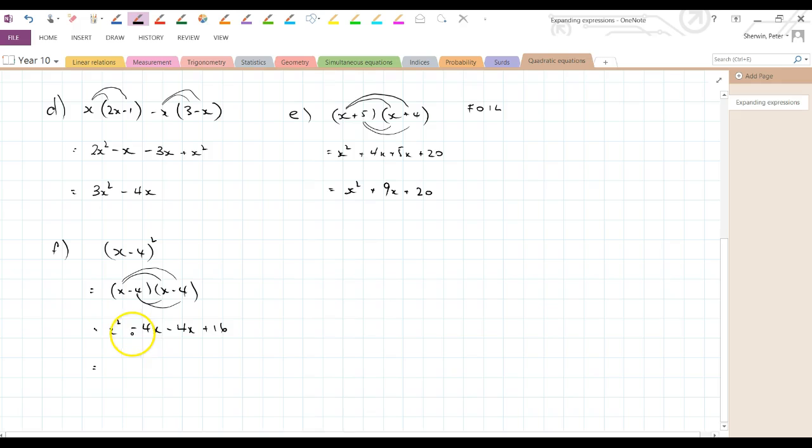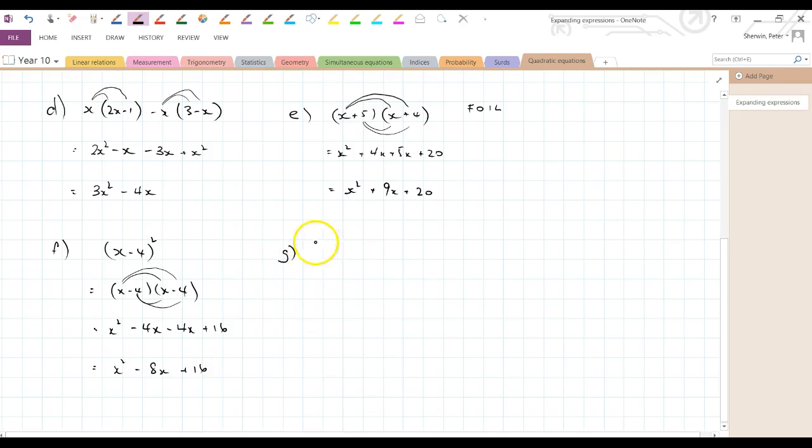What do we need to do now? We need to collect like terms. We've got minus 4x minus 4x. So that is minus 8x. We're adding these, starting at minus 4, subtracting 4, we've got minus 8, plus 16 on the end.